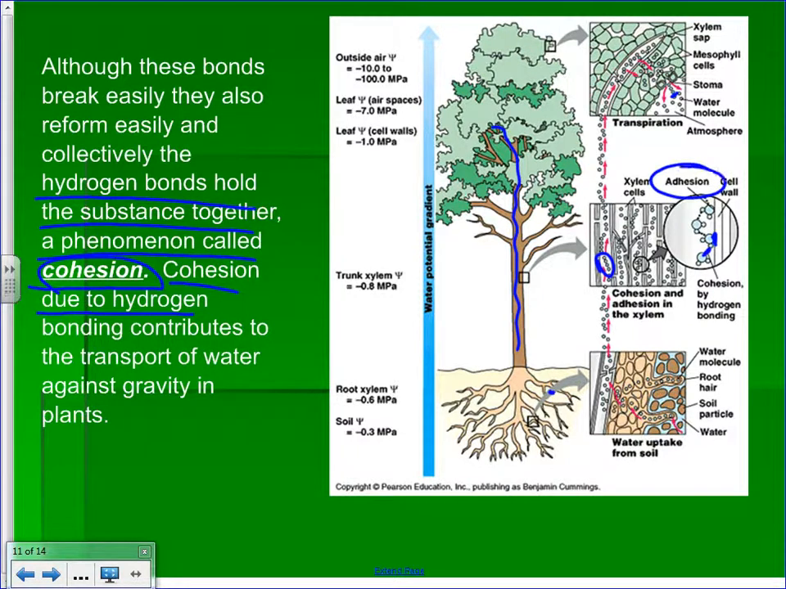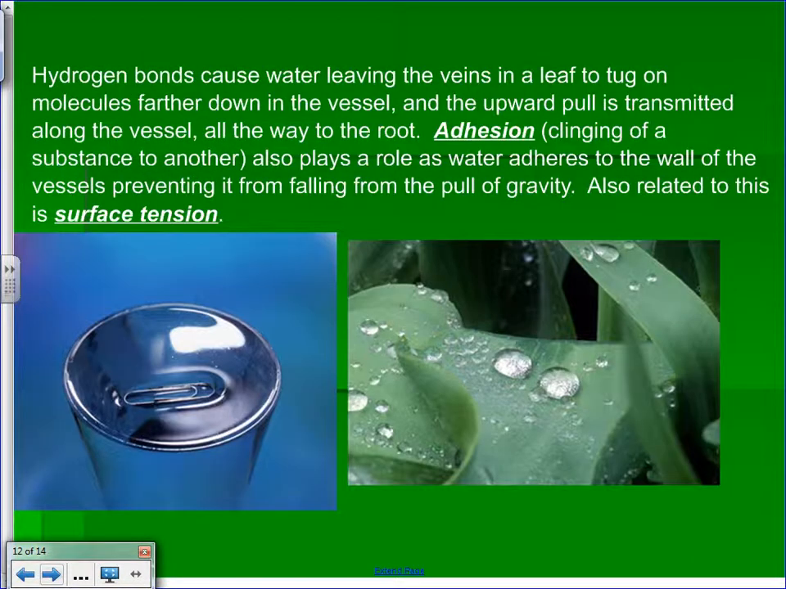Adhesion means to hydrogen bond with something different. That's why glue is called adhesive. It makes two things that are not the same stick together. So adhesion is two things that are different sticking together. All right. So adhesion, okay?